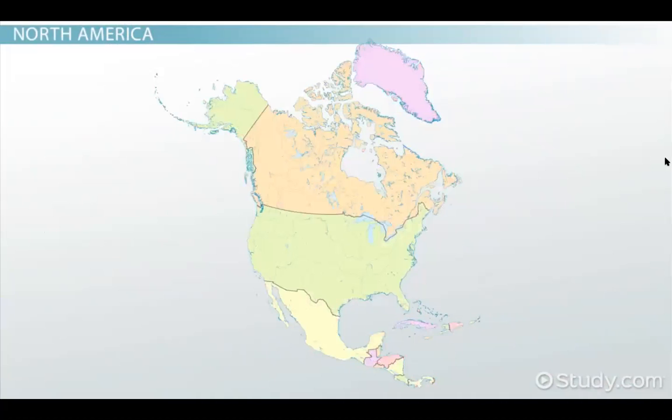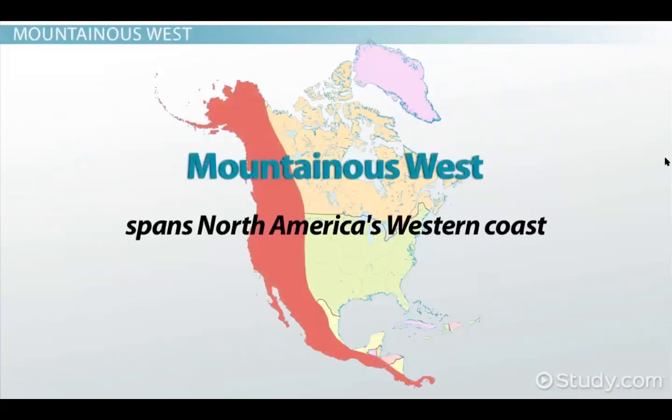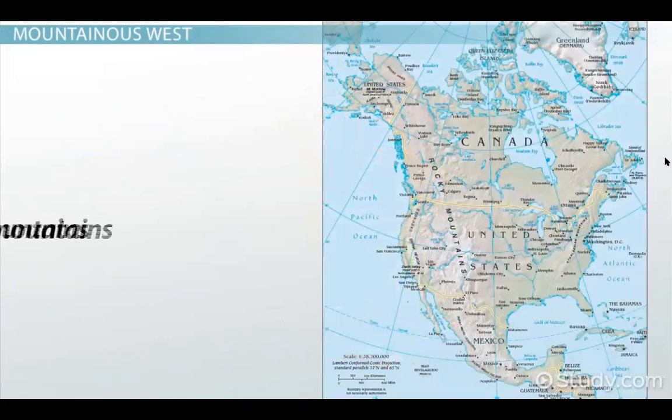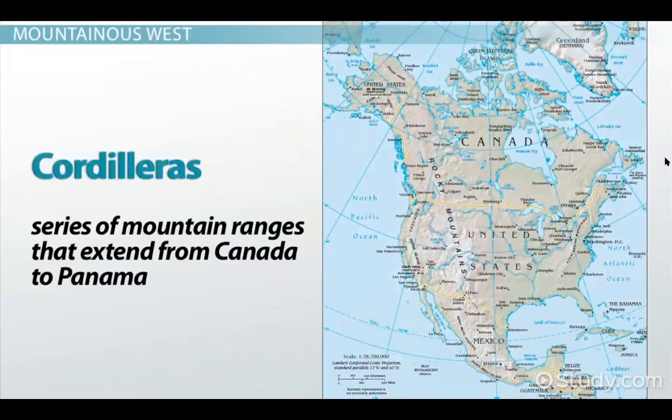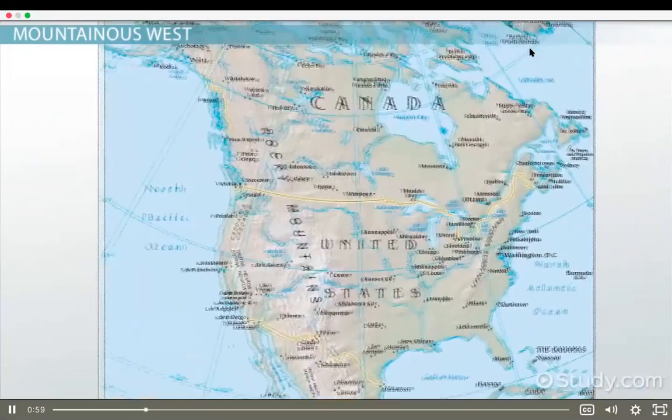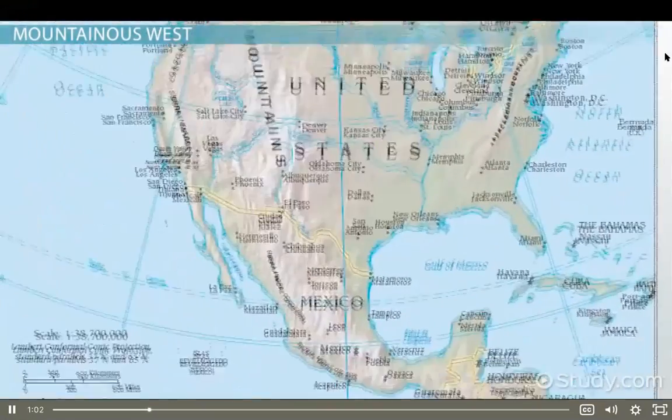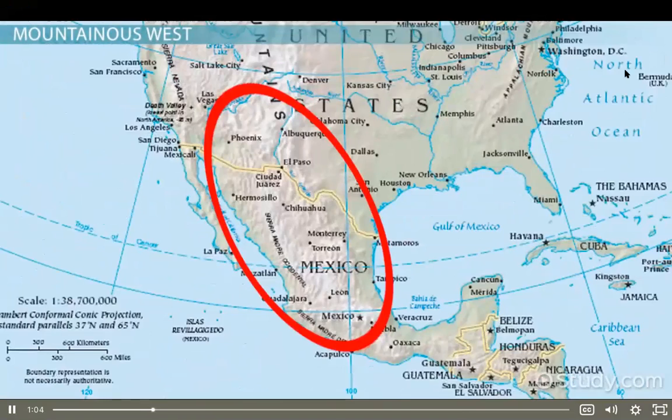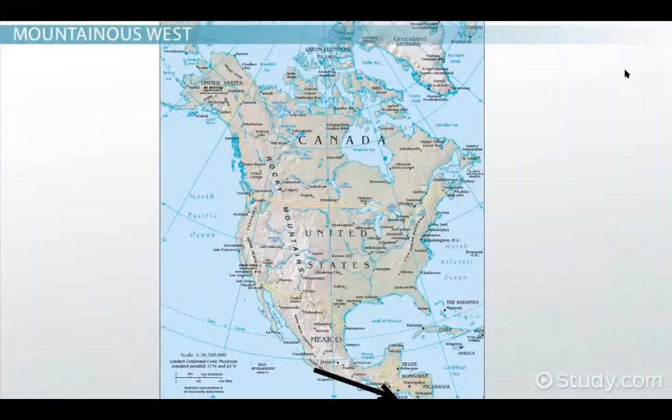The vast lands of North America are often broken into five regions. They are the mountainous West, the Great Plains, the Canadian Shield, the Eastern region, and the Caribbean region. We'll start with the mountainous West, which spans North America's western coast. Aptly named, this region is full of mountains. In fact, a vast part of the region is covered by the Cordilleras, a series of mountain ranges that extend from Canada to Panama. The Rocky Mountains of Canada and the US, as well as the Sierra Madres of US and Mexico, are part of the Cordilleras.